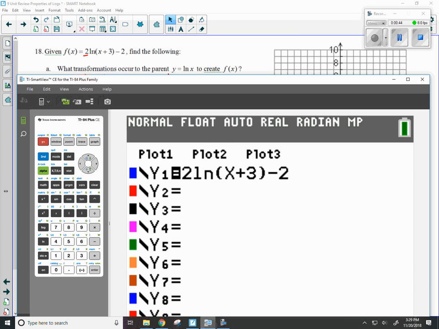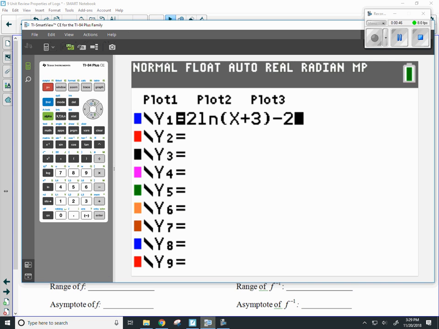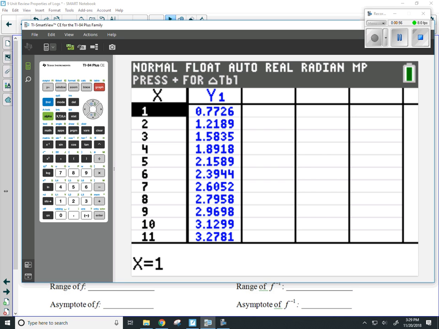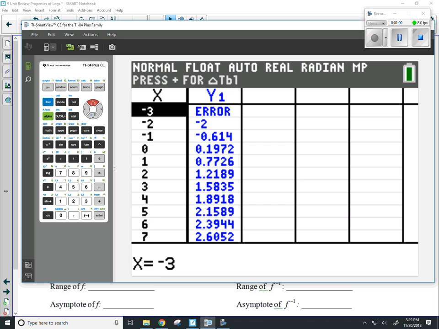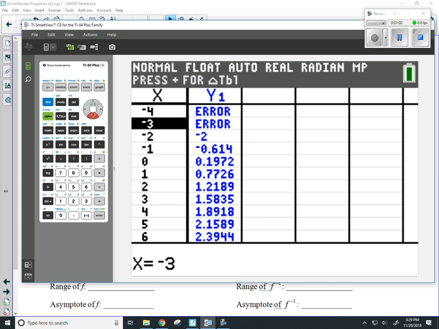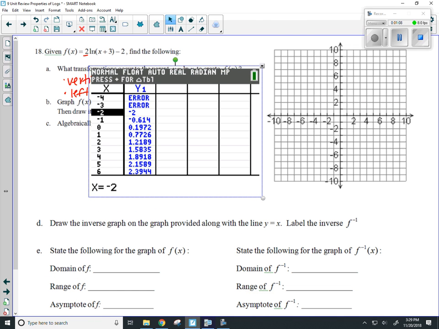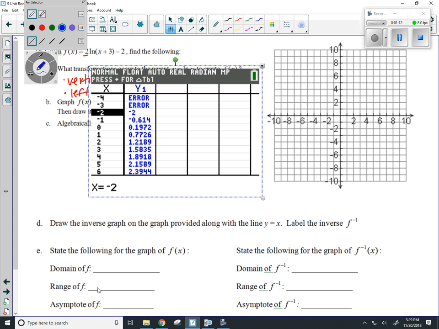And so in y equals, type in your original equation. Go ahead and hit graph, and see if there's any key points you can find on this. So I'm going to start by going to the table. And to see what we can find, oh, there's one: (-2, -2). And I'm just going to go ahead and snap this over. Alright, so I'm going to graph (-2, -2).